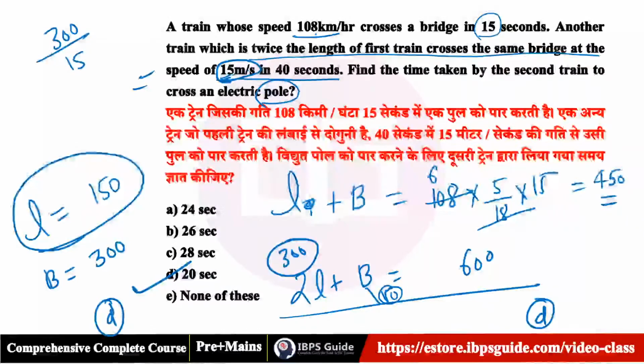Satyam is saying direction is not given, so how are you solving? But Satyam, direction is needed when two trains cross each other, when two persons or two objects are moving. But here nothing is given, nothing is said about two objects. Did you get that, Satyam?